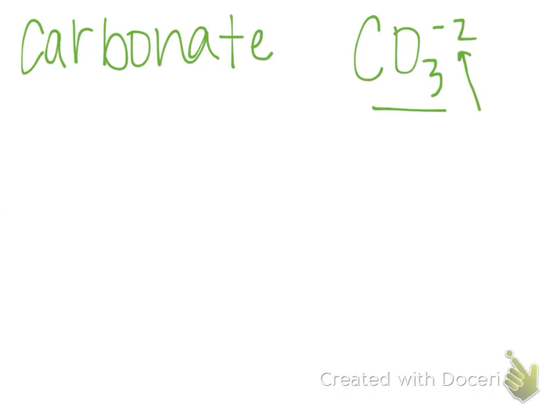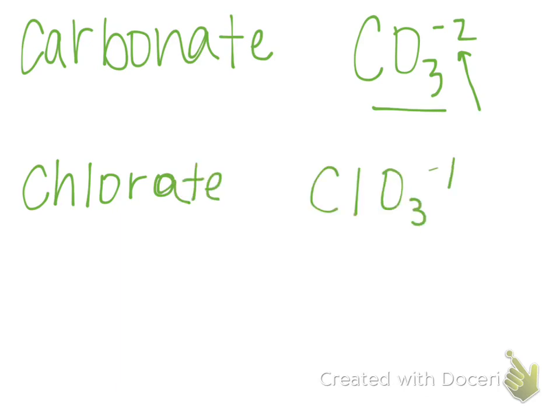Okay, so there is a big difference between carbonate and carbonide. And chlorate, which is ClO3 minus 1. Okay, chlorate and chloride are two very different things. Whenever it ends in an -ate, that means it has some oxygens attached to it. It doesn't necessarily mean it's three oxygens, doesn't necessarily mean it's four, but it means there are oxygens attached to it.